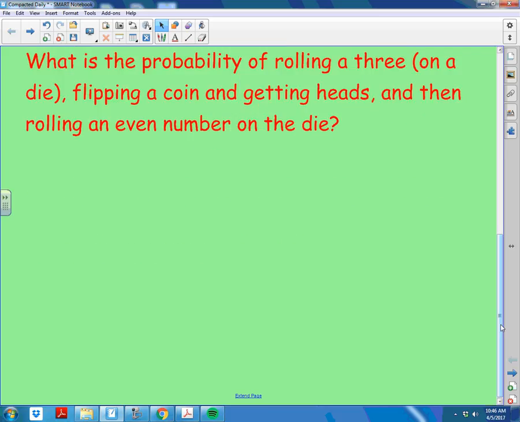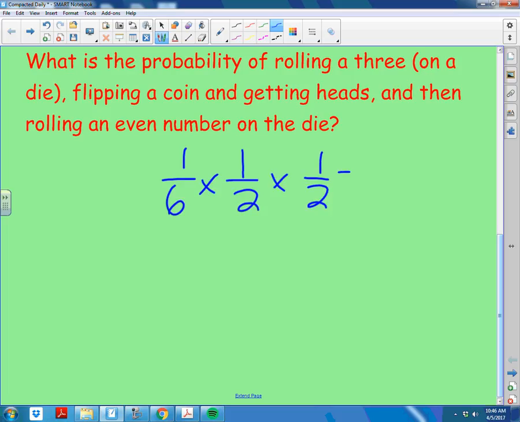So it says, what is the probability of rolling a 3 on a die, flipping the coin and getting heads, and then rolling an even number on the die? First of all, we need to find the individual probability of each. What's the probability of getting a 3? 1/6. Flipping the coin and getting heads? 1/2. Even? 3/6, which simplifies to 1/2. Everything is always connected via multiplication. There's no cross simplification opportunity, so you basically have 1/24.